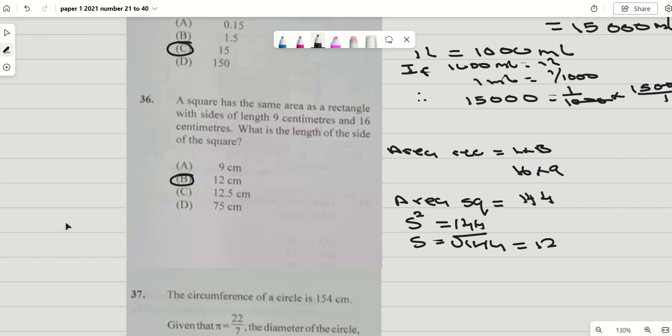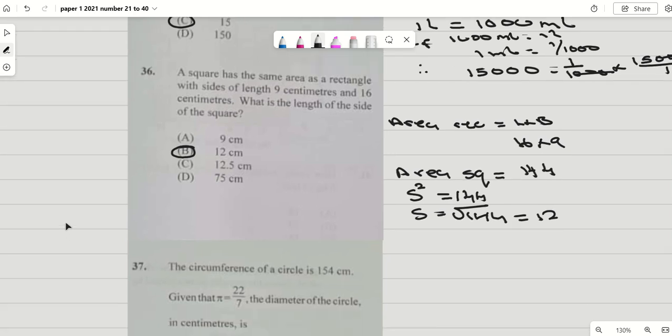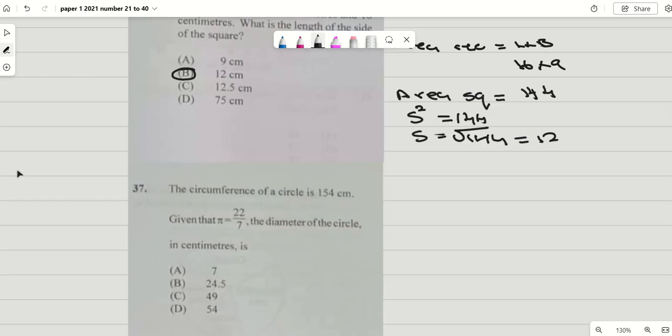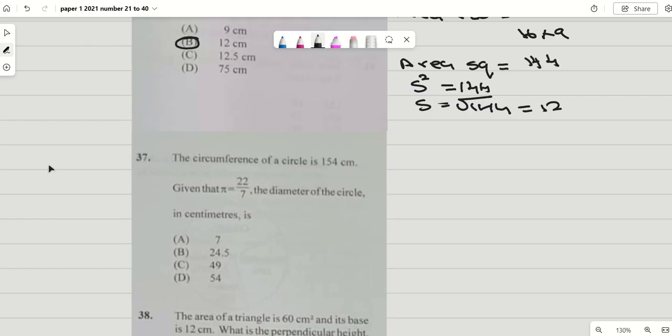As I said, guys, in the exam, please do not do all this work. If you can see the answer before you even finish working it out, do that and go on. Number 37 is a repeated question. I believe the answer is C, but let's go and see.